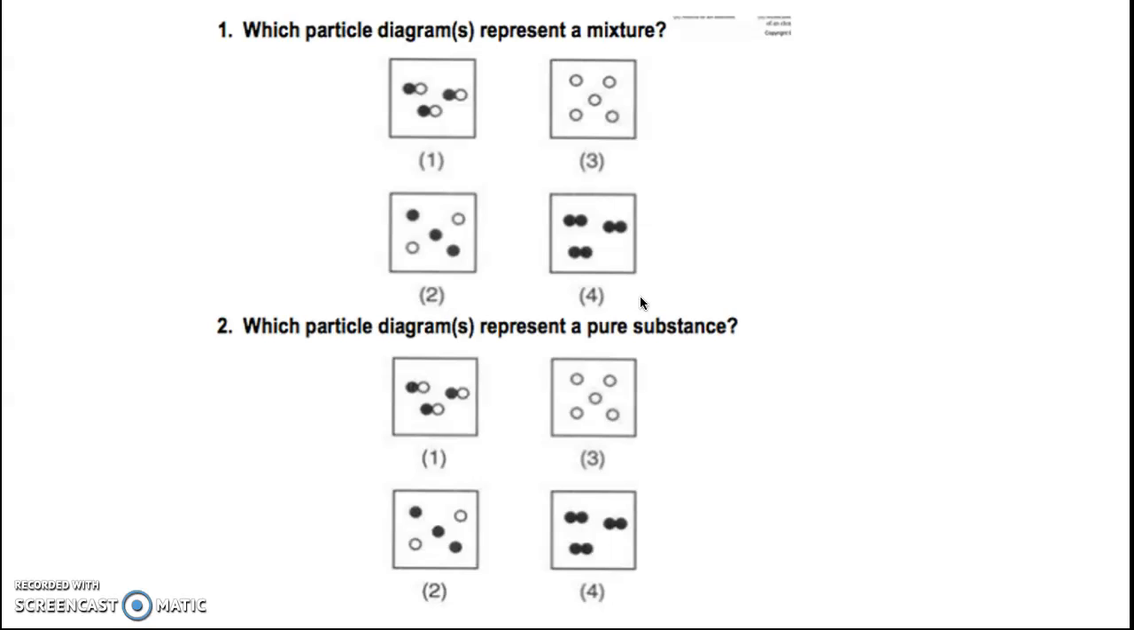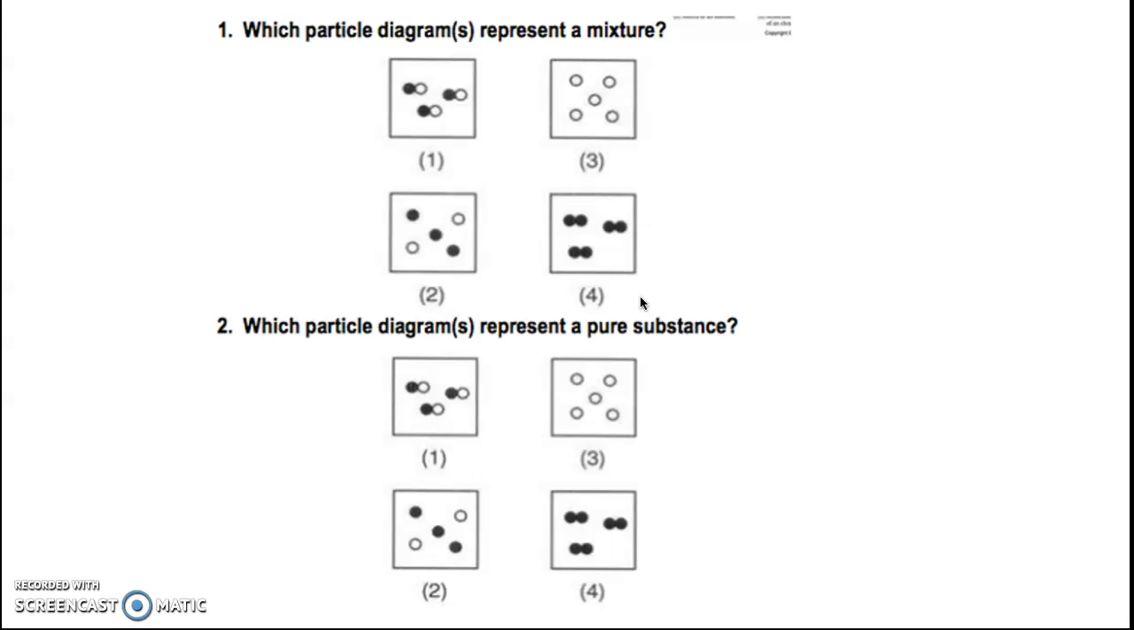If you said 3 and 4, you are correct, right? 3 only has one type of circle, so that means there's only one type of element in that box. And 4, even though we have the two circles combined, they're still the same color, meaning they're the same element. So 4 is out. So we're left with 1 and 2. 1 and 2 being represents a mixture.